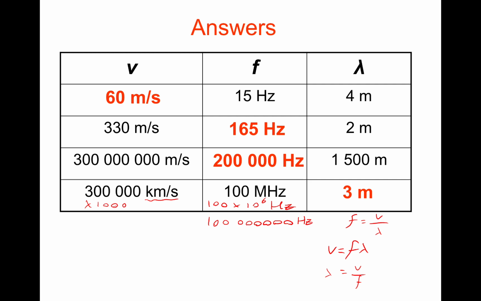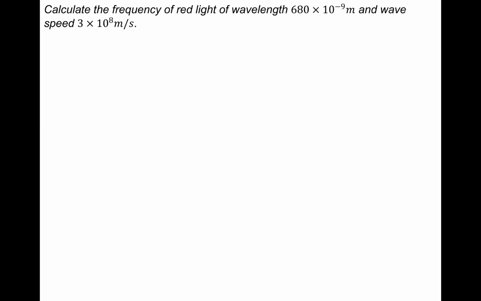Okay, let's try an extension question. So you want to pause and have a go at this one. Calculate the frequency of red light of wavelength 680 times 10 to the power of minus 9 meters and wave speed 3 times 10 to the 8 meters per second. Just out of interest, if you do want to check, that is the actual wavelength of red light, or, you know, red light has a bit of a range of wavelengths, but that's one of them, and that's the wave speed. That is the speed of light. So let's pause and have a go at this one.